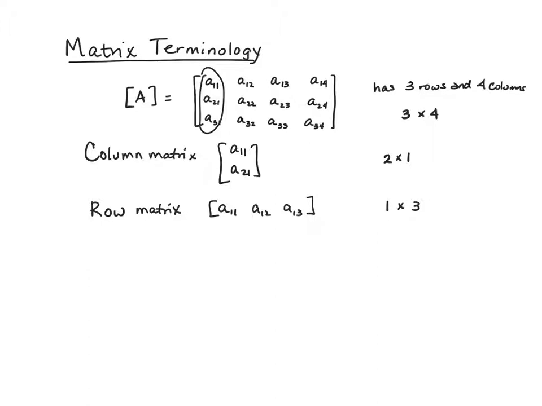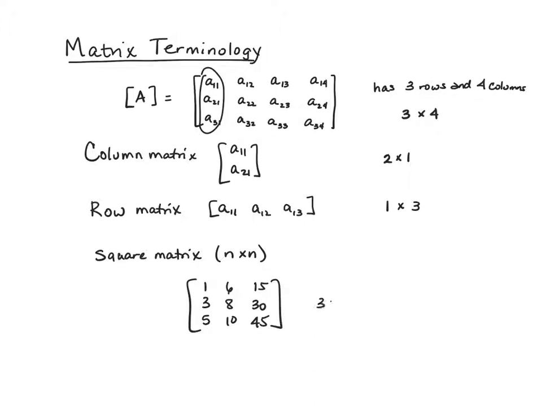We also have a special category that's going to be very important, and it's a square matrix. A square matrix is always size n by n. So, for instance, 1, 3, 5, 6, 8, 10, 15, 30, 45. This is 3 by 3. But it could be other sizes also, as long as the number of rows and number of columns are the same.